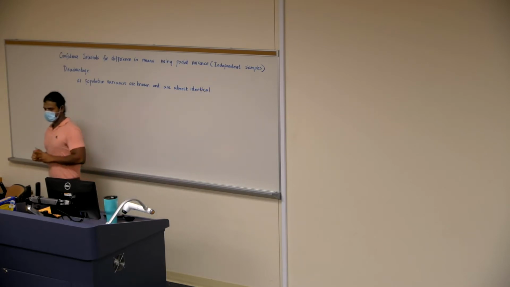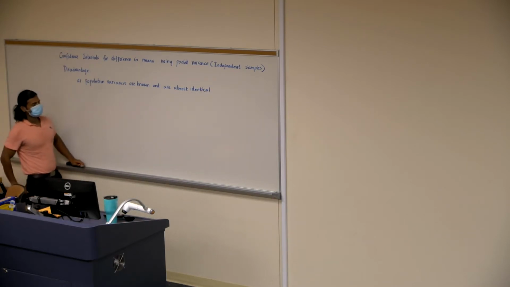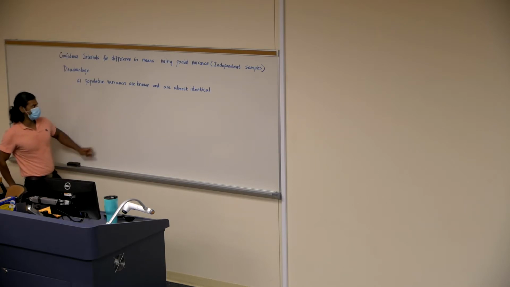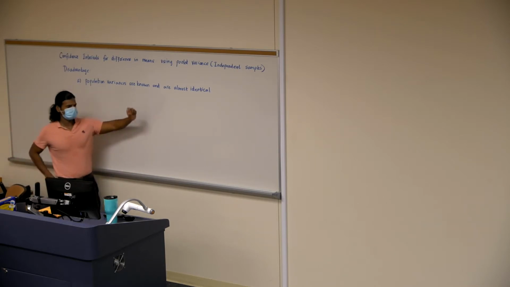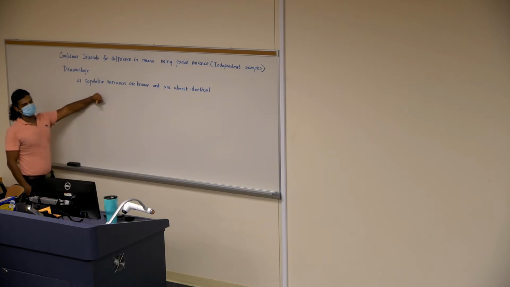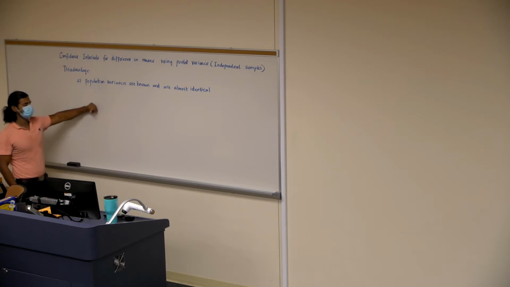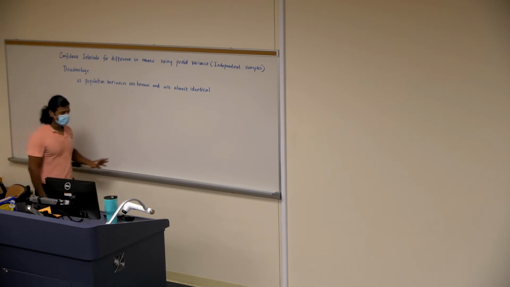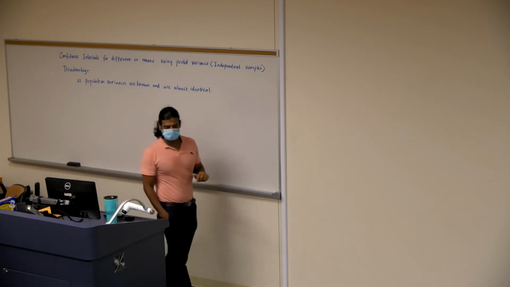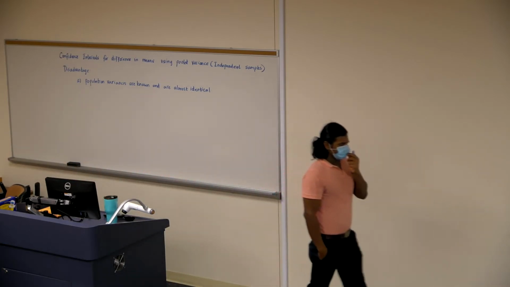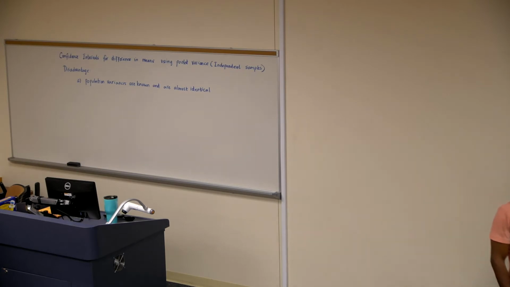the population variances or standard deviations are known and are almost identical. If they're not almost identical, then that's a problem. But even if we put that aside, in practice, we do not know the population variance in most cases. So that is an issue as well. So I want you to give me an example of two independent samples.